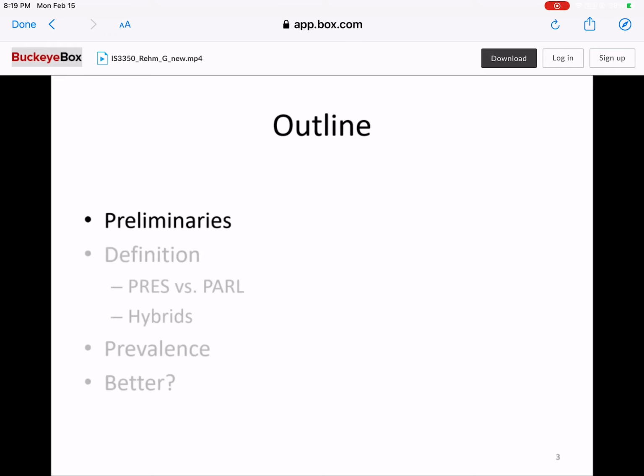First, I want to start with some preliminaries before I give a definition, then talk about prevalence of these different systems, which are more common and where, and then very briefly evaluate the question of which of these is better.